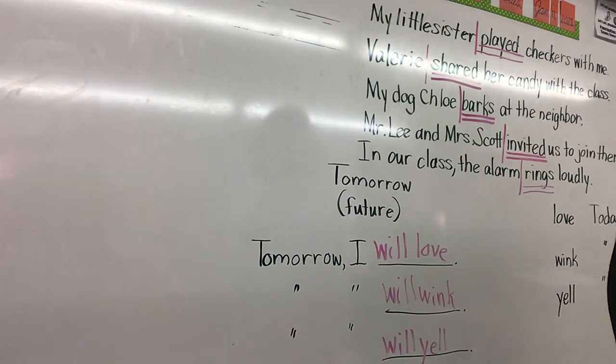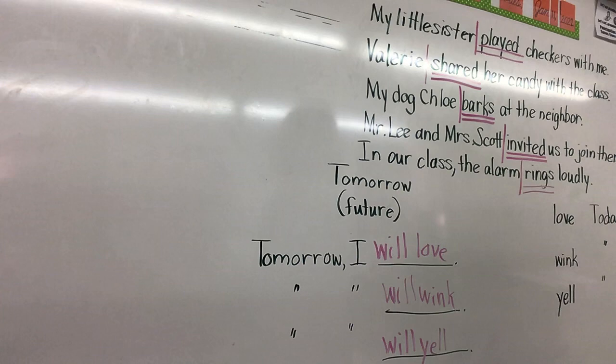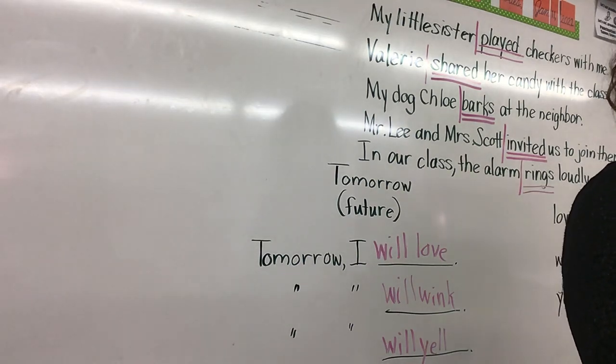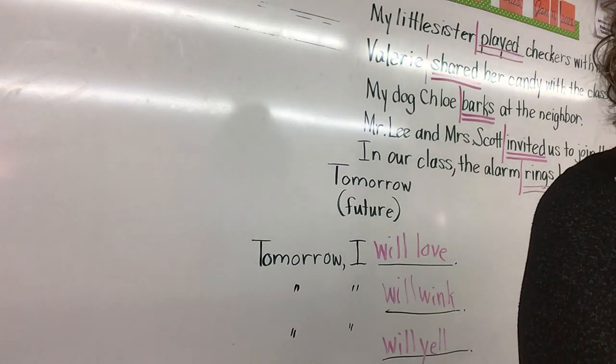So looking at the predicate part of the sentence, what is the verb, Riley? Look. Very good. Looking, the verb is look. Isn't it? So underline look twice. Don't forget you're underlining the verb twice. All right, let's read the next sentence.